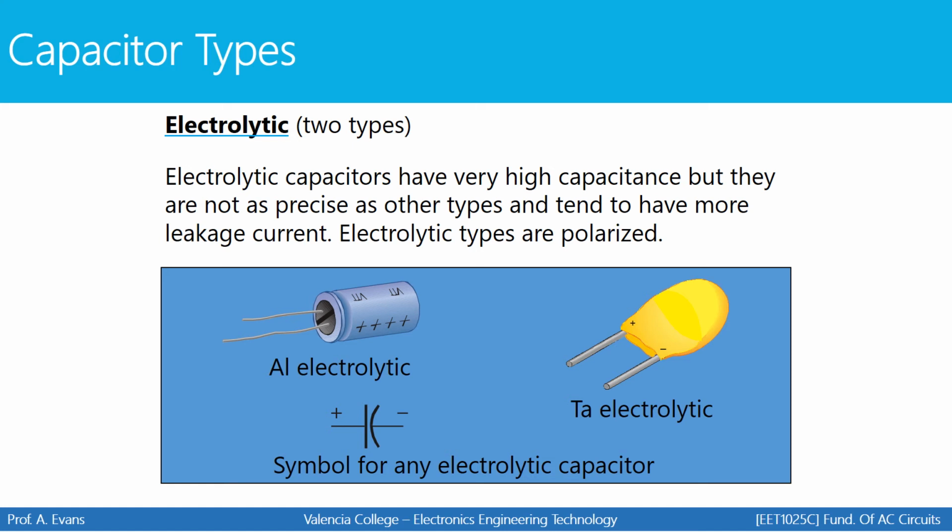The longer lead is the positive terminal, so if you are to use a polarized capacitor, you have to know which terminal is positive and negative. If you put it in backwards, the capacitor has the potential to explode once you turn power on to that circuit. So you do have to keep aware of the types of capacitors you're using and whether they are polarized or non-polarized.